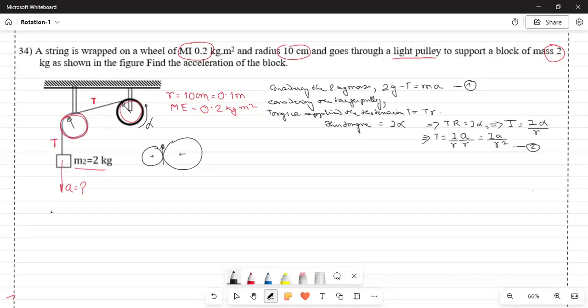Now from equation 1 and from equation 2, what do we get?